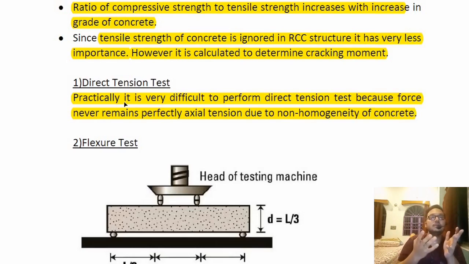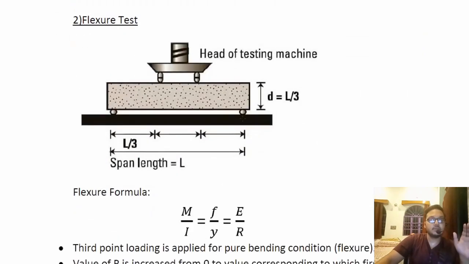So in the direct tension test, there is use of axial tension, which is not possible practically, since the concrete is not homogeneous, and thus the tension force which we try to apply axially won't be axial at all. It will be somehow eccentric. So the direct tension test is practically difficult to perform, and we will be ignoring it for the time being. It's better to consider a better test, that is the flexure test, which is practically possible.